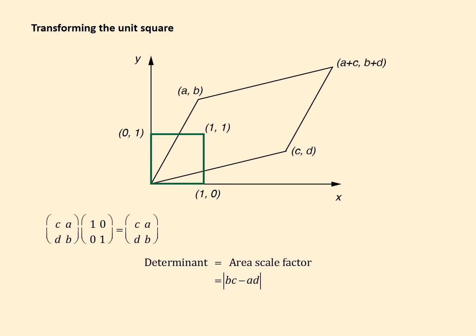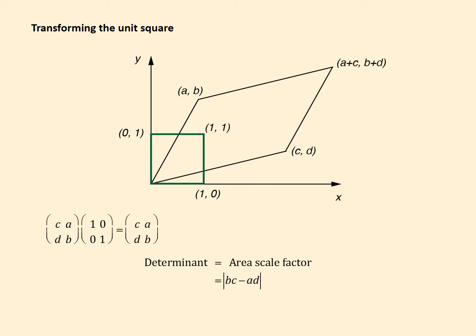The most direct one is the transforming of a unit square using a matrix transformation. So in green here we have a unit square with the two corners adjacent to the origin at 1, 0 and 0, 1. And the parallelogram shown has corners at C, D and A, B. Applying the transformation matrix CDAB to the corners of the unit square results in the same matrix, because 1, 0, 0, 1 is the identity matrix.